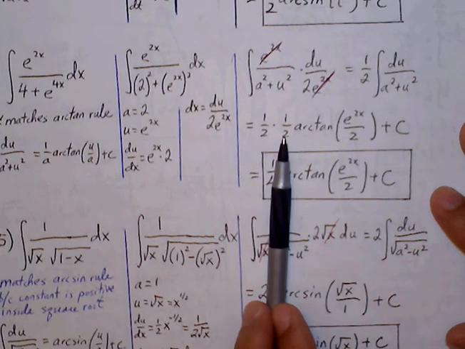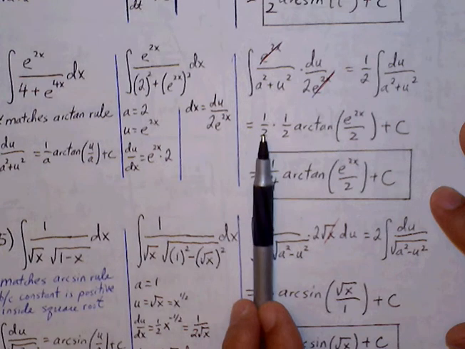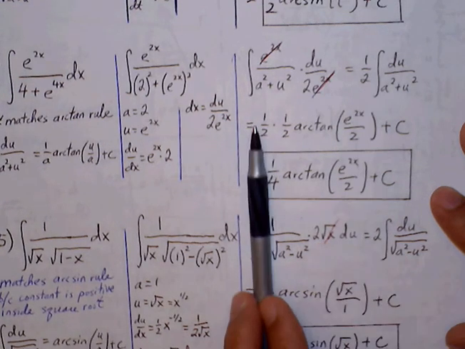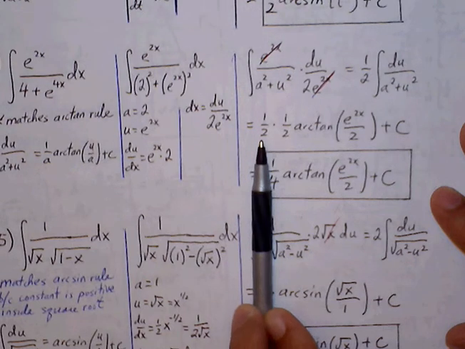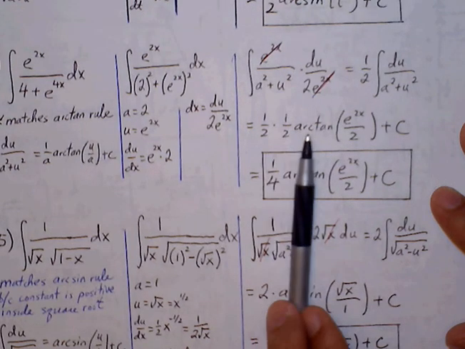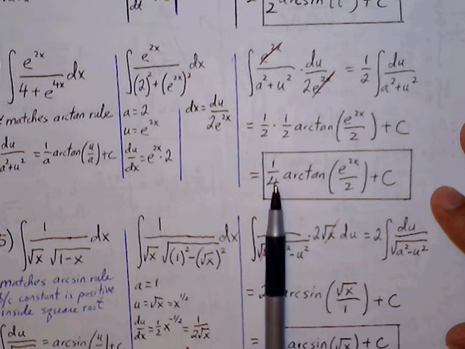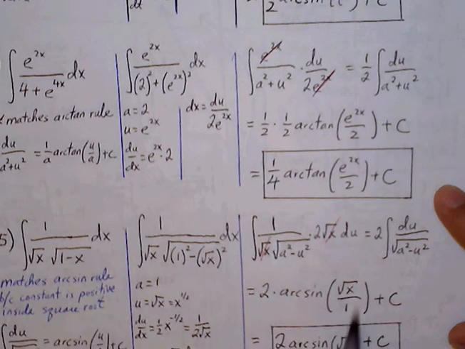Now in front of the 1 over a, there's the coefficient that we still need to keep track of. So this 1/2 is outside the rule. So 1/2 times 1 over a arctangent of u over a plus c. The 1/2 times 1/2 gives us 1/4. So we have our solution there.